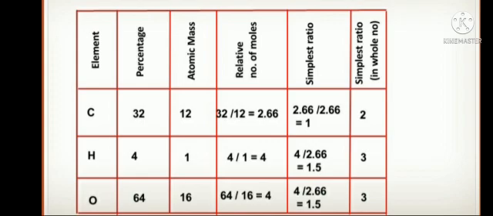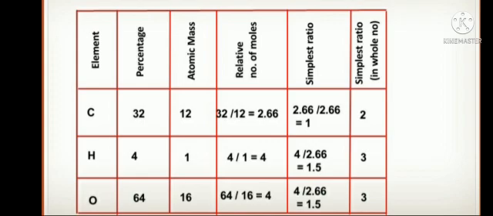First, the relative number of moles of carbon: 32 divided by 12, which is equal to 2.66, where 32 is the mass of carbon which is present in the percentage column, and 12 is the atomic mass of carbon, present in the atomic mass column. Hence 32 divided by 12 is equal to 2.66. The relative number of moles of carbon is 2.66.